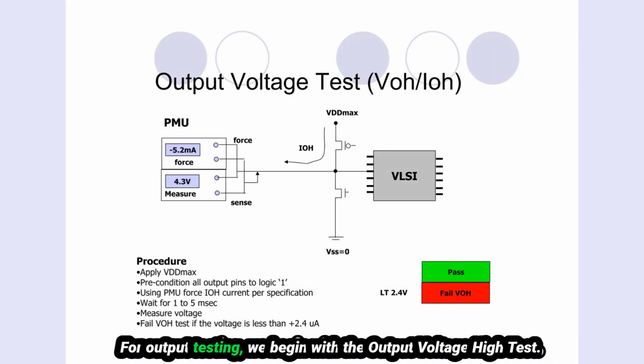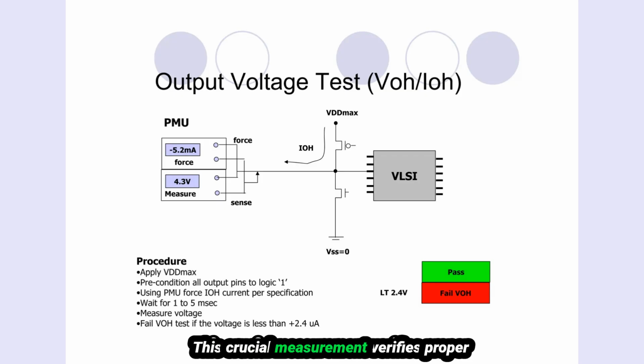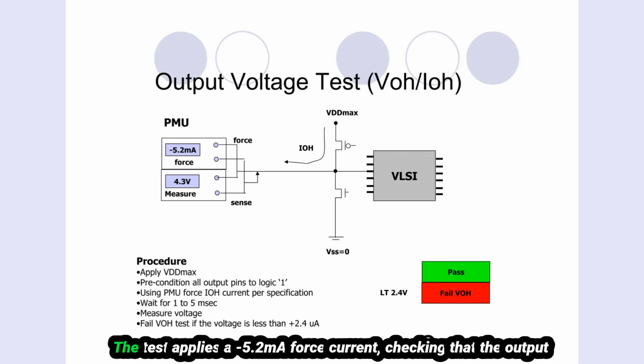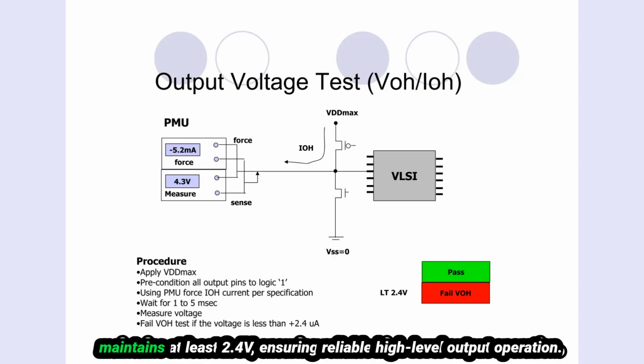For output testing, we begin with the output voltage high test. This crucial measurement verifies proper output voltage levels under load conditions. The test applies a minus 5.2 milliamp force current, checking that the output maintains at least 2.4 volts, ensuring reliable high-level output operation.